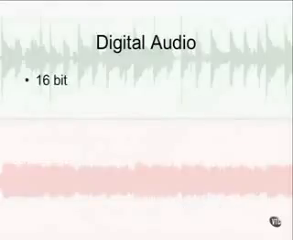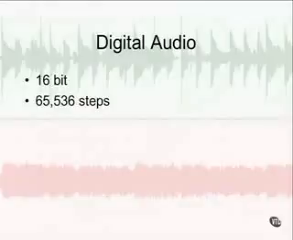So we have 16-bit, which is what we use for CD quality audio, and basically with 16 ones and zeros, you have 65,536 steps. So these are discrete amplitude levels that we can define with these 16 bits of information. So we have a very fine scale there, if you look at it that way, 65,000 steps. And we're doing that 44,100 times per second.